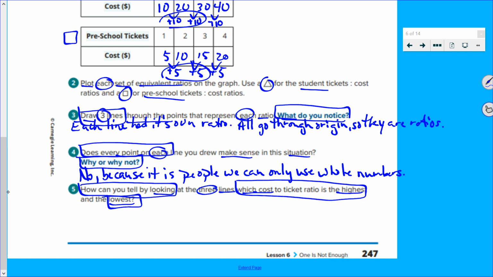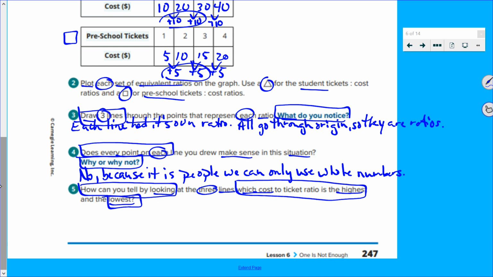Now, that being said, are the lines still helpful? Yes, because they will still allow us to predict out to the future, but we don't really need the intervals in between because it's tickets, because it's people, I only need the whole number points. Not every point makes sense.